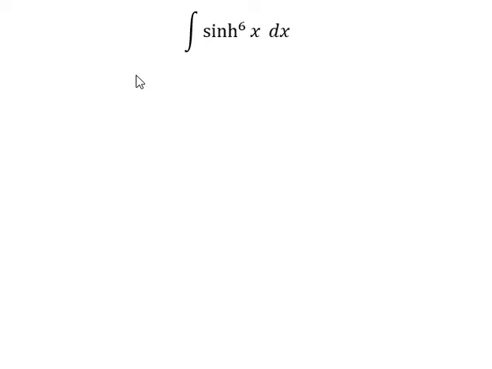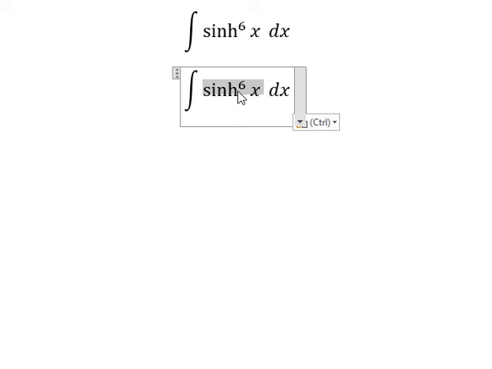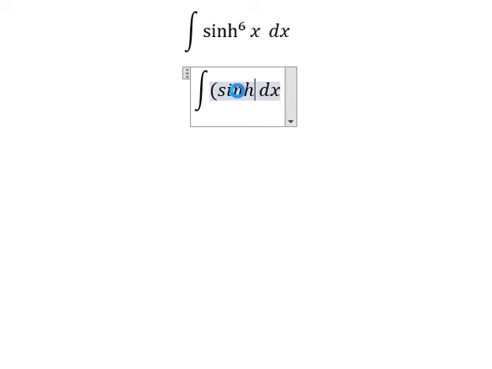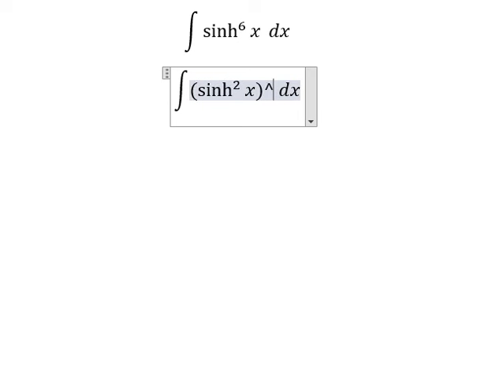The topic today is about integration. So now I will show you how to answer. This one I can put into sin x squared to the power of number 3.